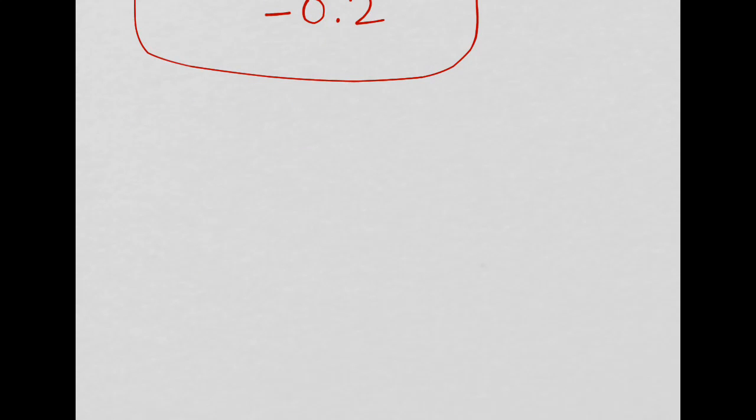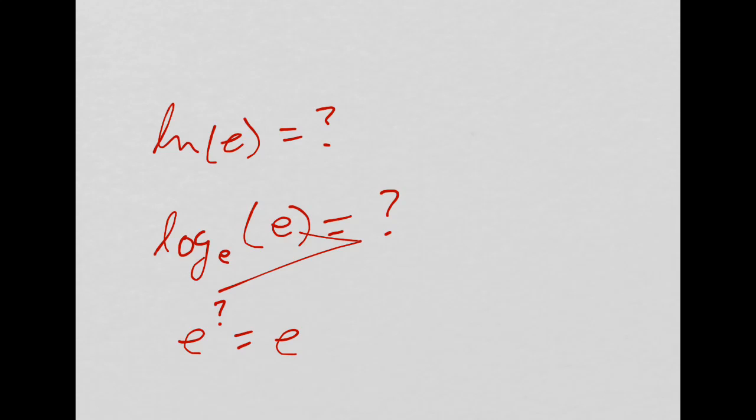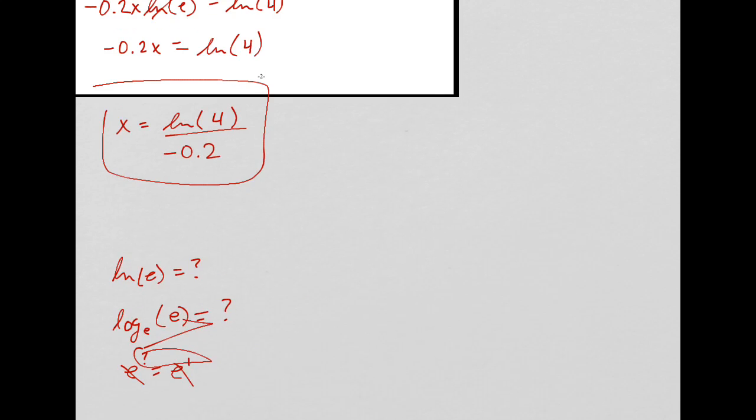Just real quick, why is the natural log of e 1? So let's rewrite this. Log base e of e equals what? If I change this to exponential form, e to the question mark equals e, just e. Well, that's e to the 1 already, so the bases cancel. Question marks have to be the same. So that's why it's 1. I don't know why I explained that one.